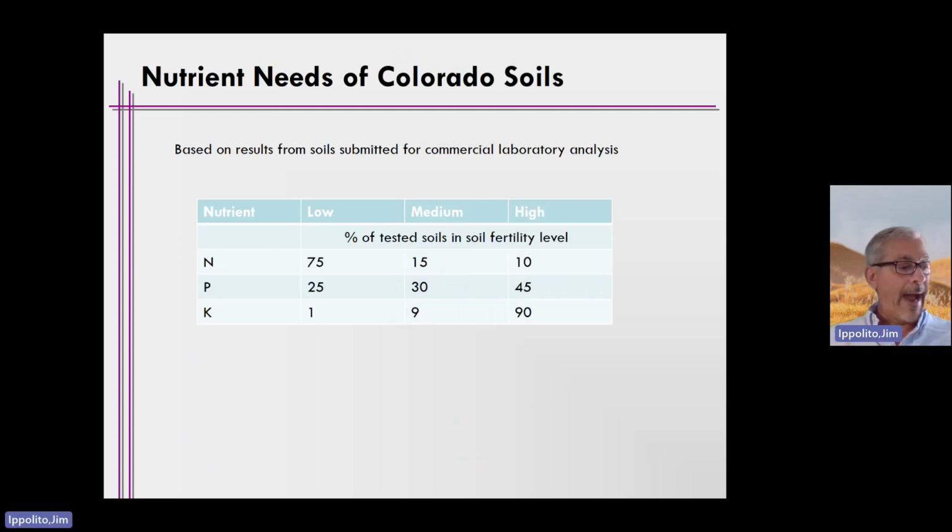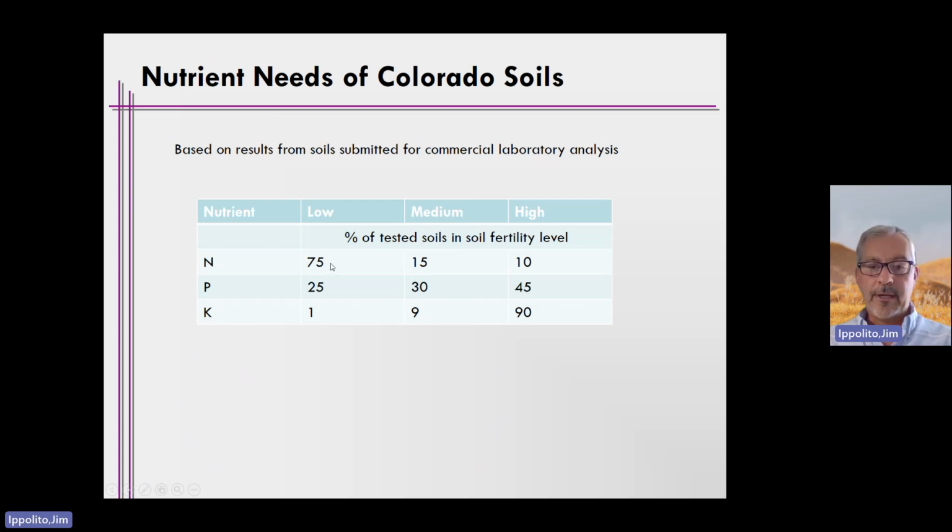So let me show you some graphs. This is a graph or a table based on results from soil submitted to commercial laboratories across the US. If you look at the main macronutrients, nitrogen, phosphorus, and potassium listed here, the percent of tested soils that fall into these three different categories of low, medium, and high. For nitrogen, oftentimes we fall into the low category.